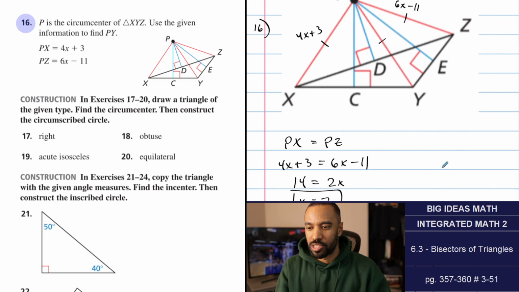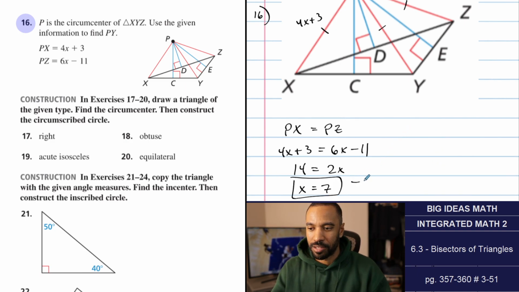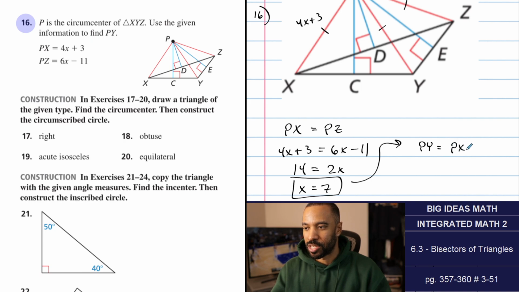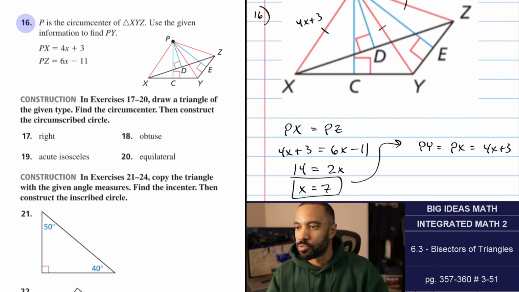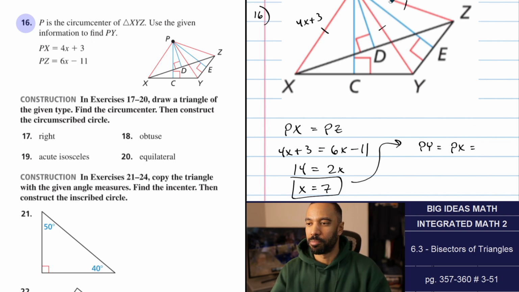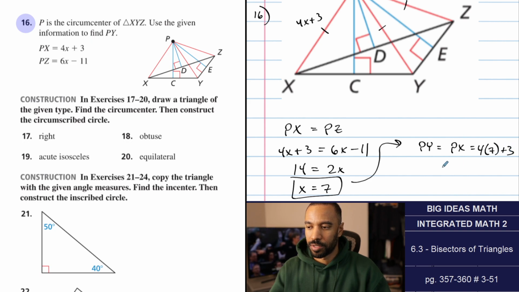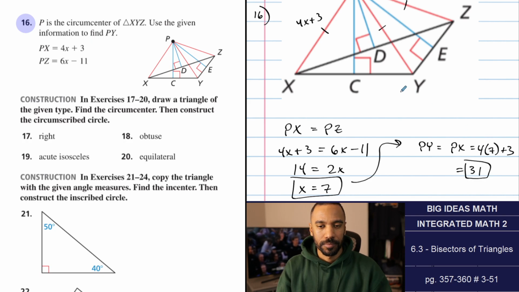Now, PY is going to be the same length as any of these ones here, right? So PY equals, sure, PX. That's 4x plus 3. Oh, I'm sorry, we have to substitute 7. 4 times 7 plus 3. 4 times 7 is 28. 28 plus 3 is 31. So there is PY, and they're all 31.